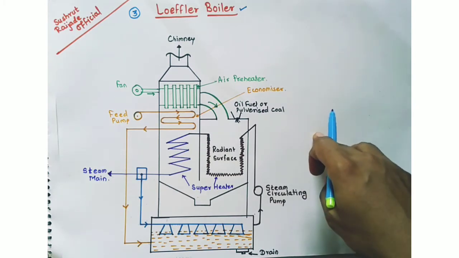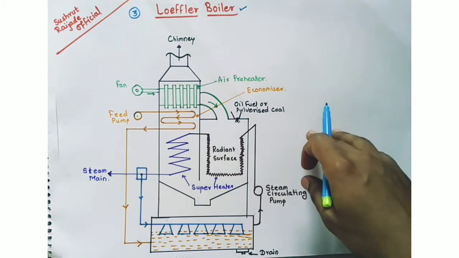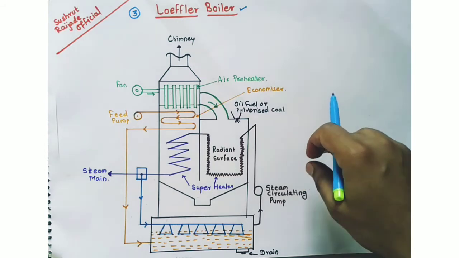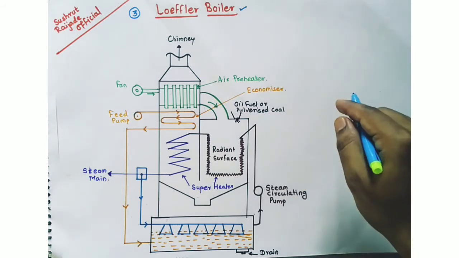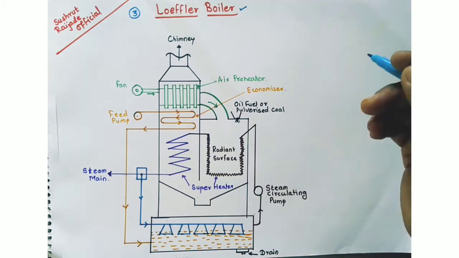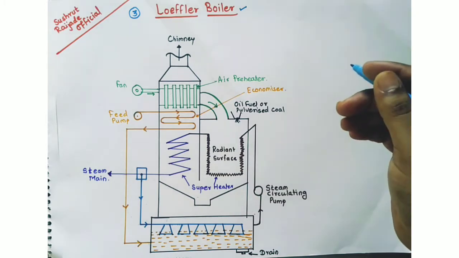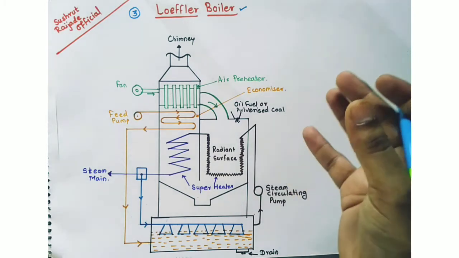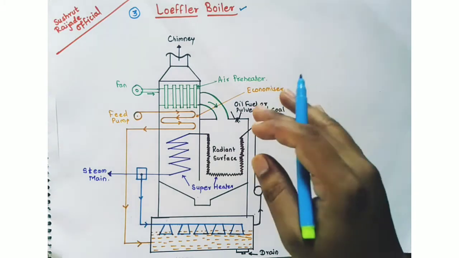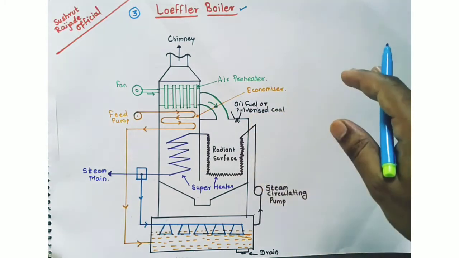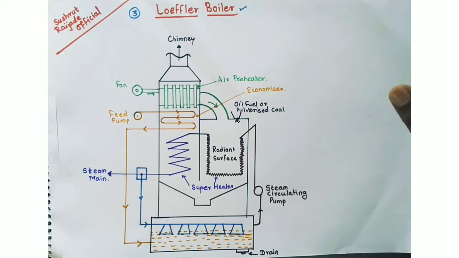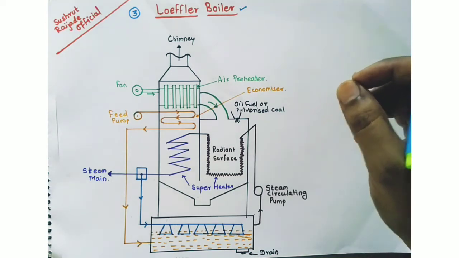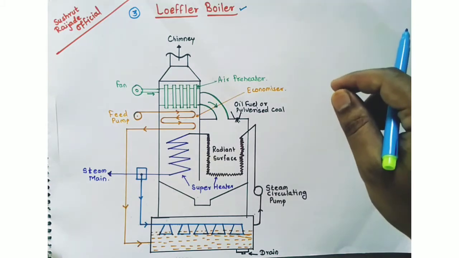The main reason is that we have seen in previous videos the Lamont boiler and Benson boiler. The Lamont boiler has more weight. Therefore, in the Benson boiler, the evaporating drum which is present in the Lamont boiler is removed and the weight gets reduced. But there is again a disadvantage in the Benson boiler.